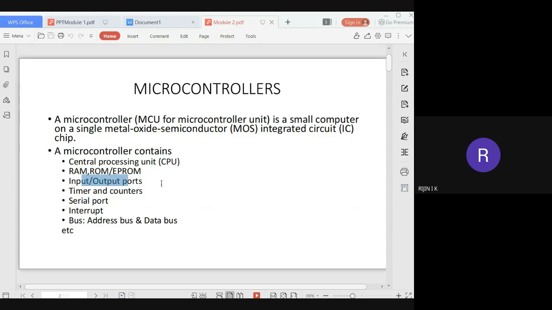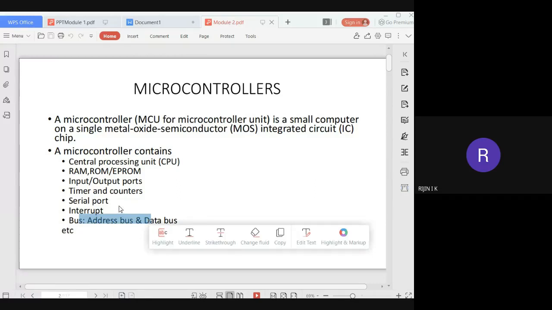Then input output ports will be there. Timer will be there, serial port, interrupt, address bus, everything will be there. Everything within a single chip. That is a microcontroller. Okay, നമുക്ക് ഡീറ്റെയിൽഡ് ആയിട്ട് നോക്കാം.